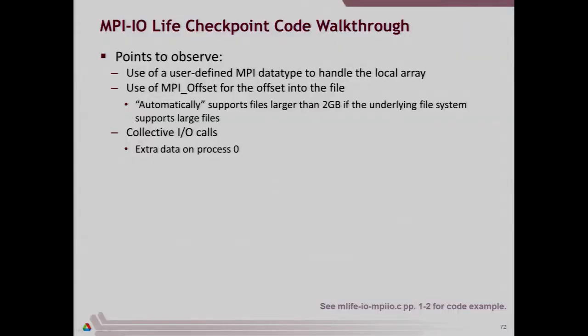And that's a valid input. Okay, so the things that you're going to see here, you're going to see the same MPI data type being used to describe that block of memory, and then we're going to build a slightly more complicated one to capture the rows, the columns, and the iterations. You're going to see us use this MPI offset to locate our data in the file, and you're going to see a little bit of extra data on process 0, specifically that row, that column, and that iteration information.